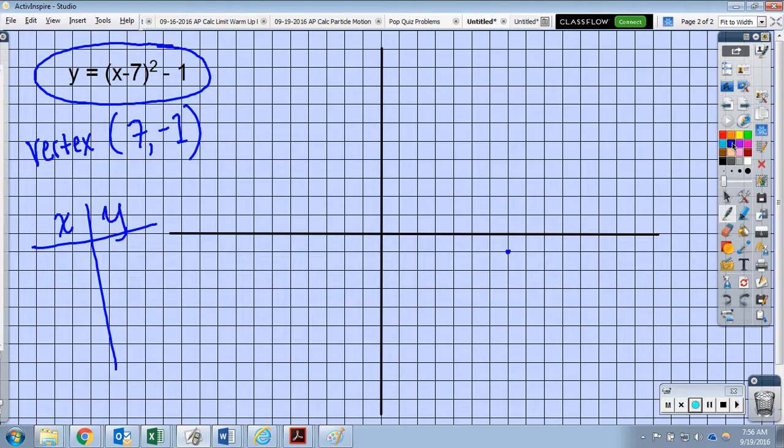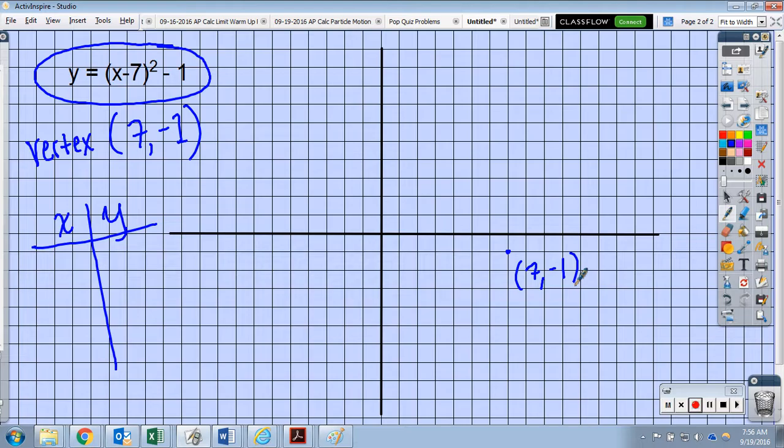So let's go ahead, what would be an x value just to the left or right of the x value of the vertex? If this vertex is here, this is (7, -1). This point right here.